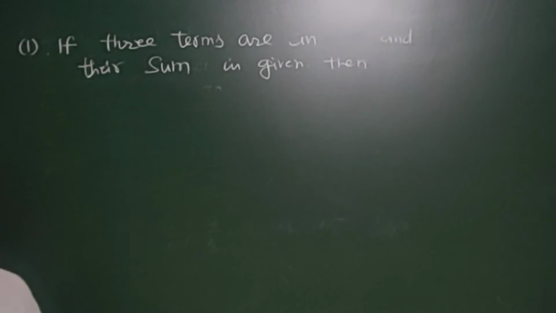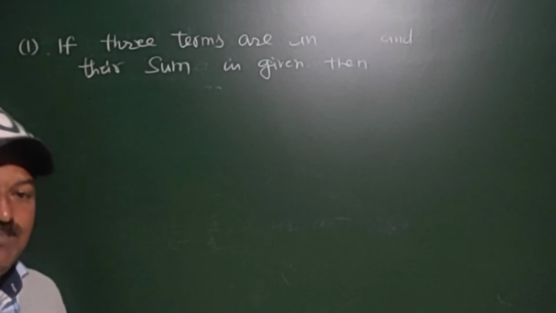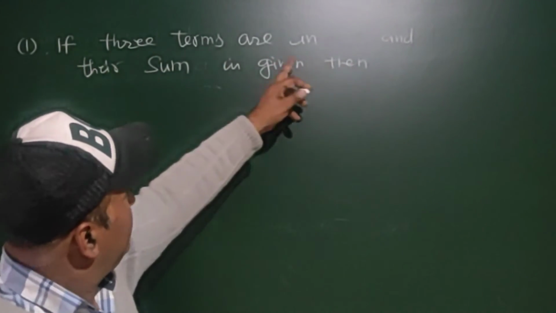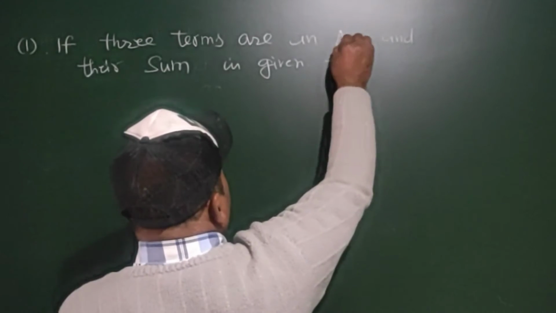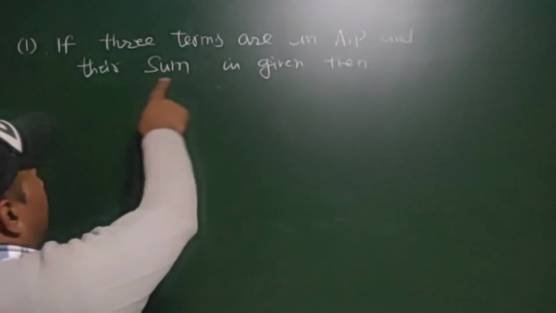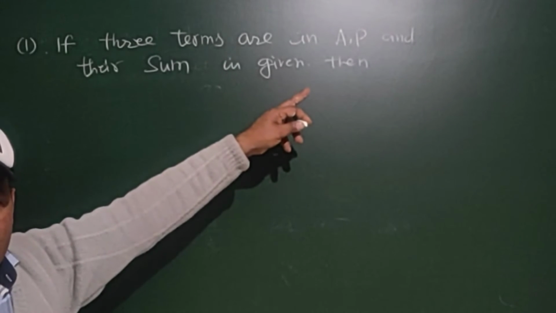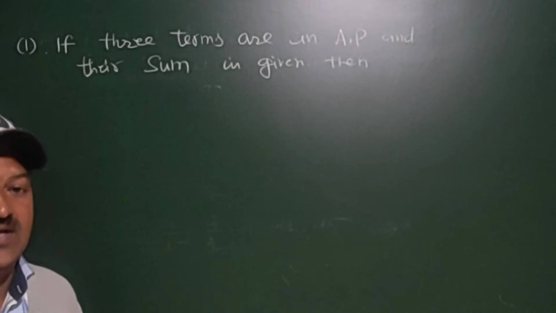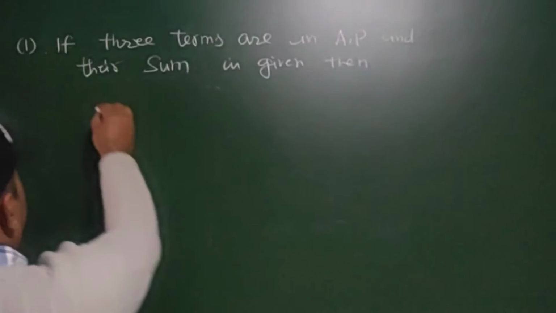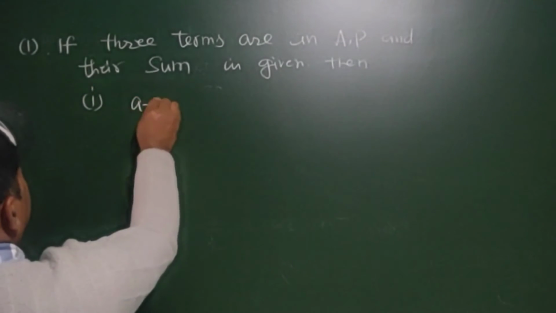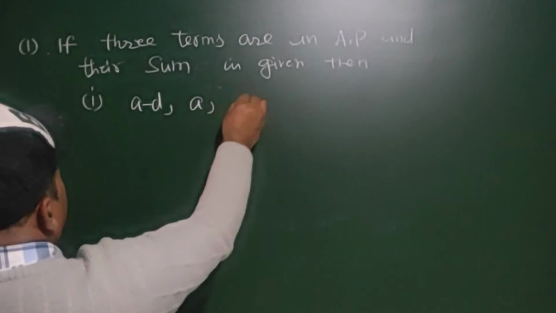In case of an arithmetic progression AP, if three terms are in AP and their sum is given to you, then what is the procedure to take them? Then take them as A minus D, A and A plus D.